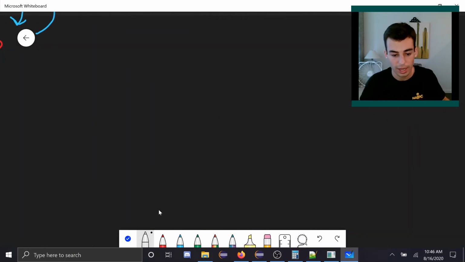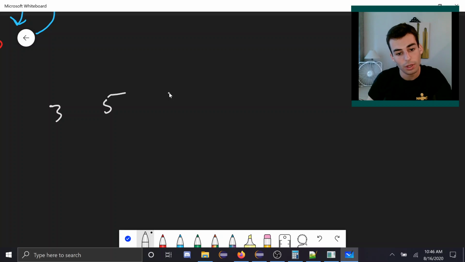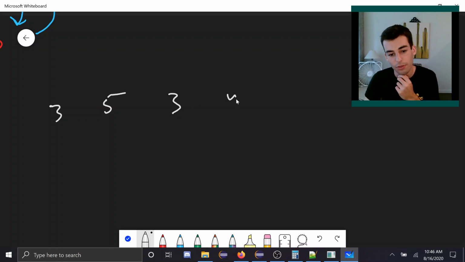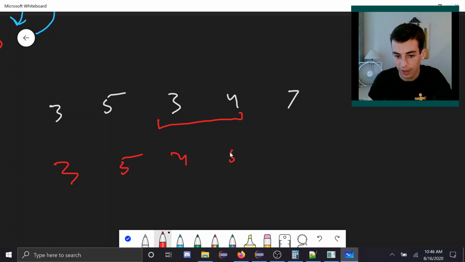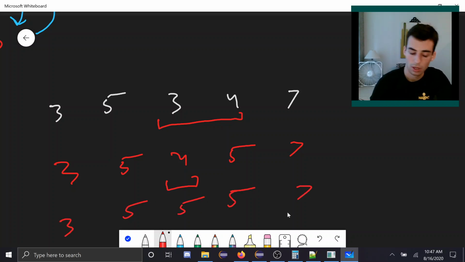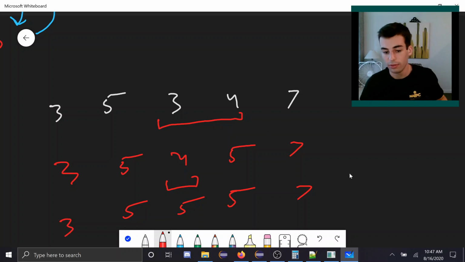Let's say your water slide looks like 3, 5, 3, 4, 7 maybe. So what we can do is add to some continuous range, maybe we choose to add to this range here. After that we would have 3, 5, 4, 5, 7. And then after that we could add to this range here, so that then we have 3, 5, 5, 5, 7. So that's what we're trying to achieve.